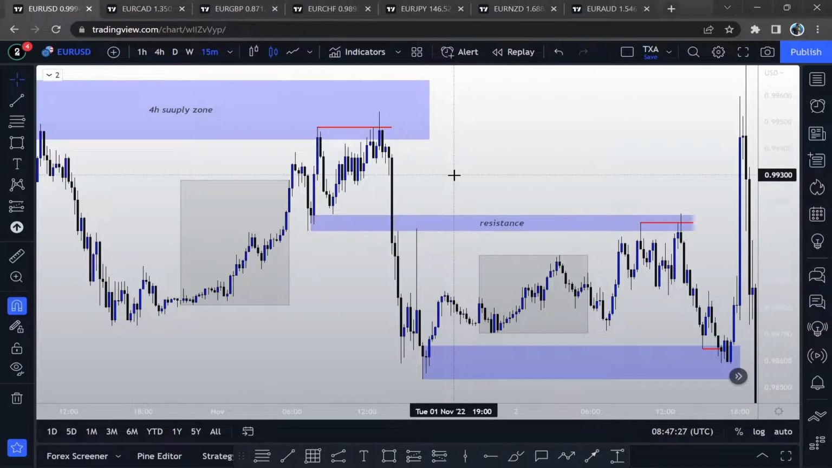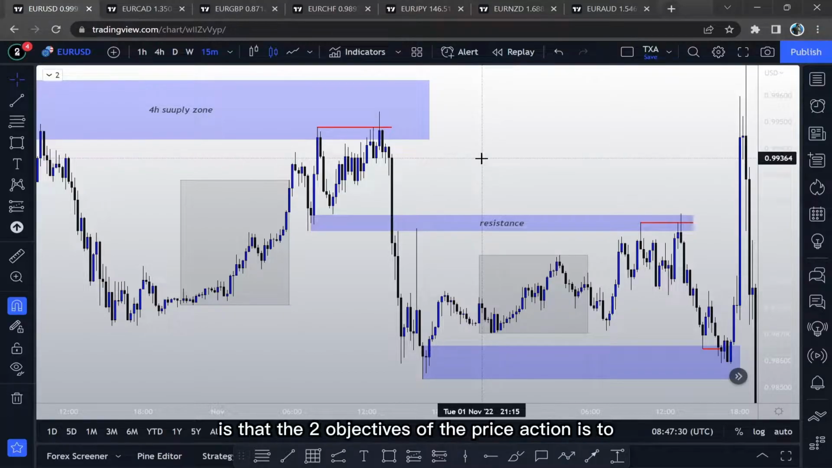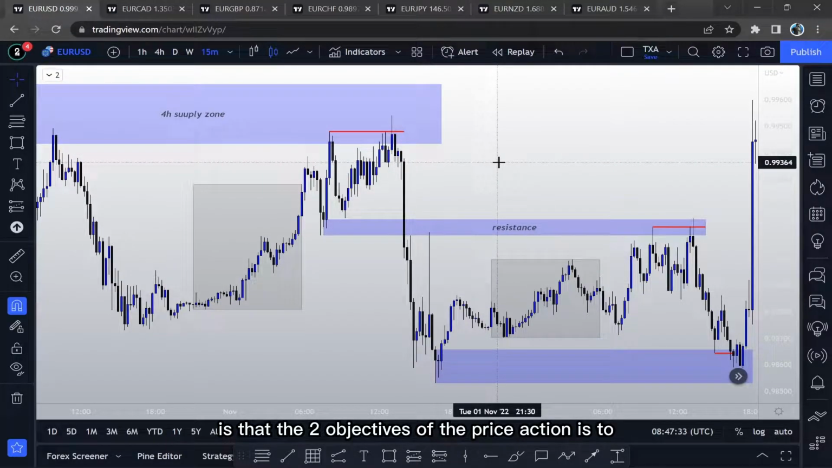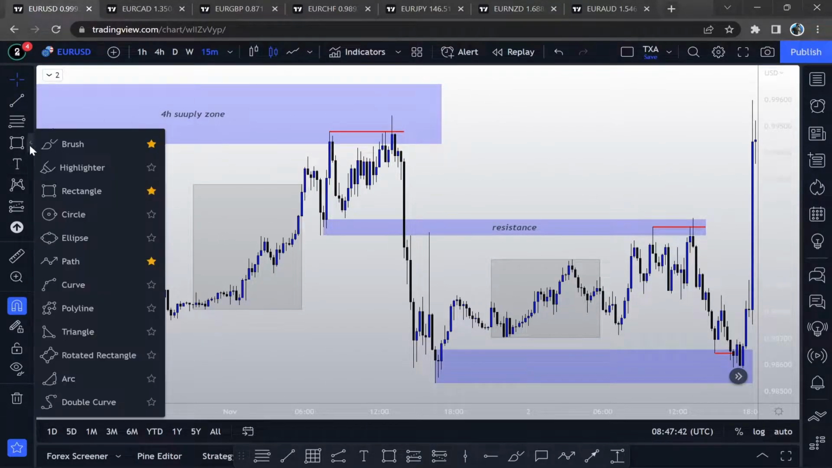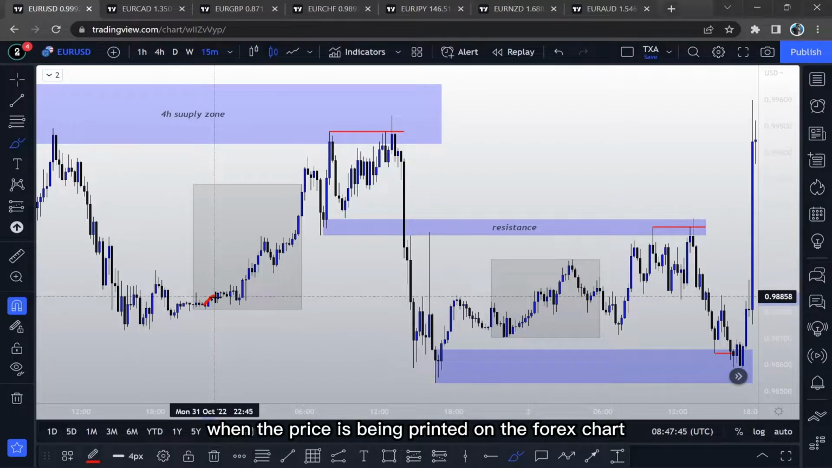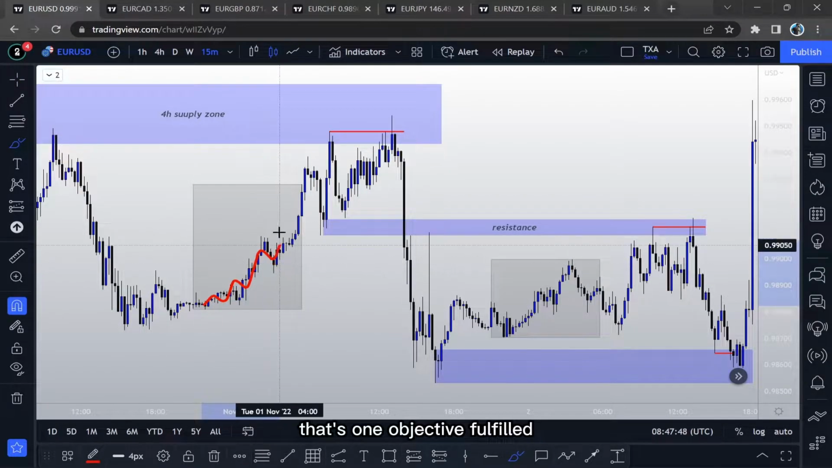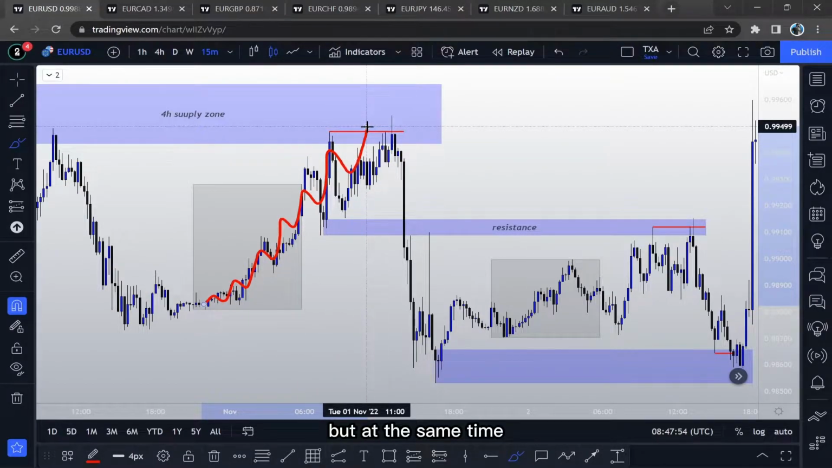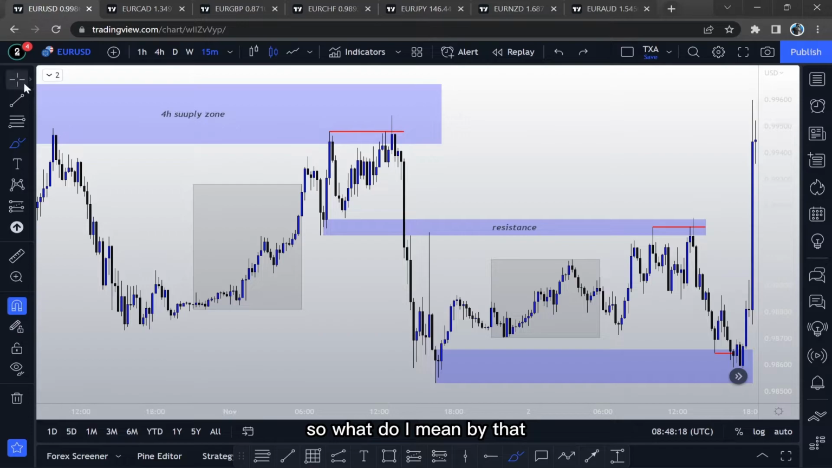Let's do this. So first of all, what you need to understand is that the two objectives of the price action are to engineer price and to grab liquidity. By engineering price, I mean that when the price is being printed on the forex chart, that's one objective fulfilled. But at the same time, the algorithm needs to grab liquidity in order to justify its move. Otherwise, the price is going to be too volatile when the market makers move their price. So what do I mean by that?